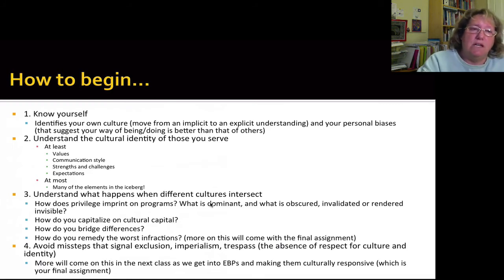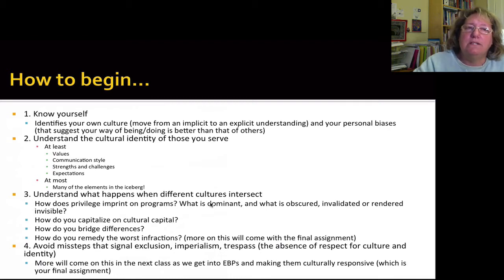You also need to understand the cultural identity of those you serve, those whose program you're evaluating. You need at least to understand values, communication styles, something about the community's strengths and challenges, and their expectations of you as an evaluator. And at most, you want to understand many elements of the iceberg and not just one or two, or not just the surface ones.